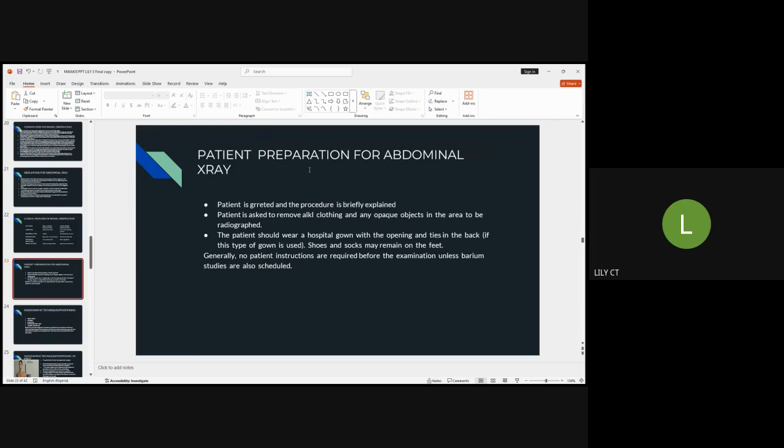So, patient preparation for abdominal X-ray. The patient is greeted and the procedure is briefly explained. You explain to the person what you need to do and how you expect the person to be. You remove all clothing and any opaque objects in the area to be radiographed. So the patient is asked to remove their dress and change into the hospital gown. Also, piercings like belly piercings should be removed. Socks and shoes may remain on the feet.